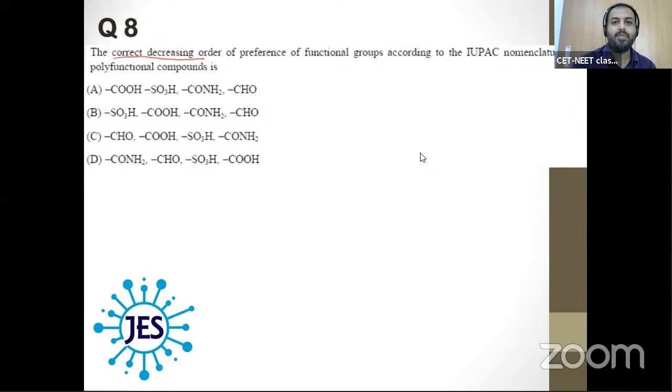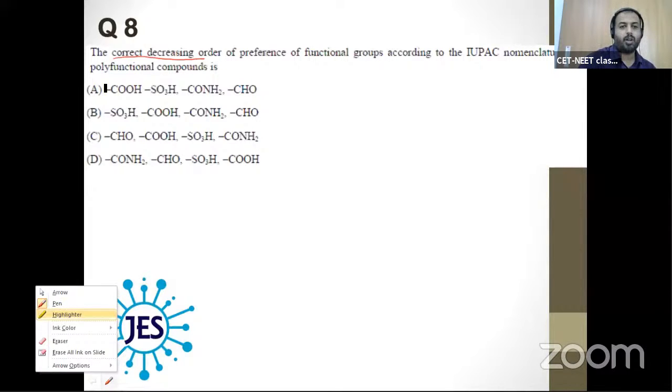It is option A. Carboxylic acid gets the highest priority, then comes sulfonic acid, then amide, then aldehyde. So let me mark the correct answer here. I'll highlight the correct answer first. Option A.